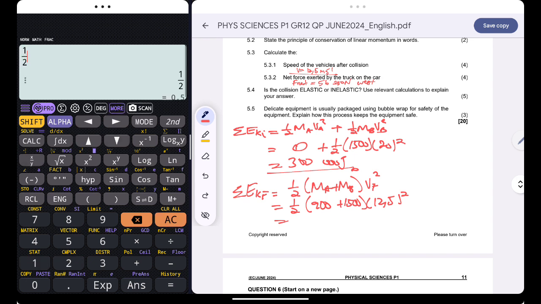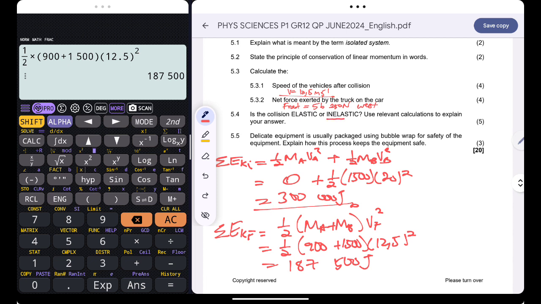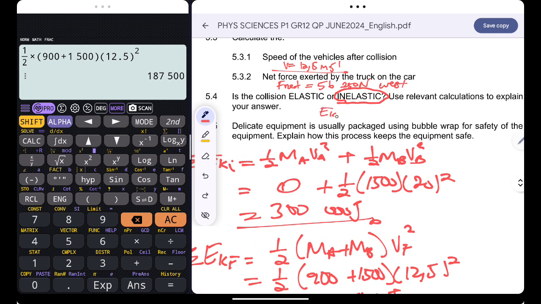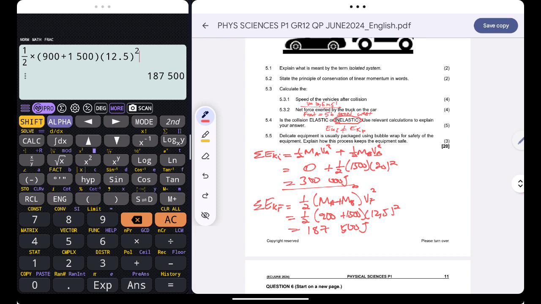1 over 2 multiplied by 900 plus 1500, multiplied by 12.5 all squared. This will give me 187,500 joules. We can see that the sum of kinetic energies before collision is not equal to the sum of kinetic energies after collision. So this collision has to be inelastic. Are you together? Why? Because the kinetic energy before is not equal to the kinetic energy after collision.